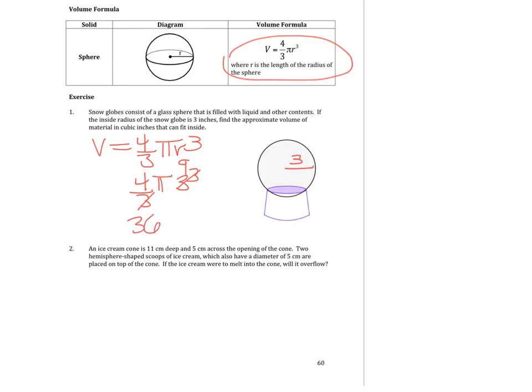So the volume of the sphere is 36 pi. Number 2: an ice cream cone is 11 centimeters deep and 5 centimeters across the opening of the cone. Two hemisphere-shaped scoops of ice cream, which also have a diameter of 5 centimeters, are placed on top of the cone. If the ice cream were to melt into the cone, will it overflow?